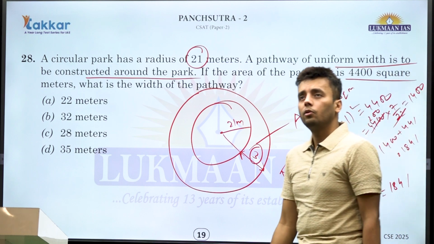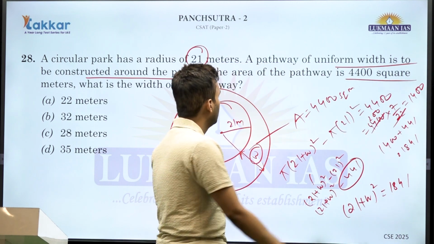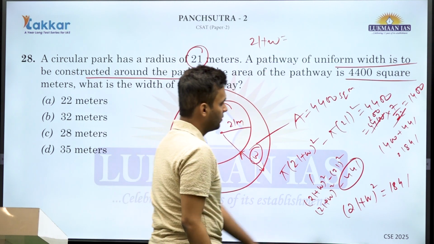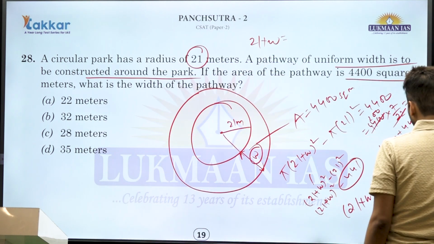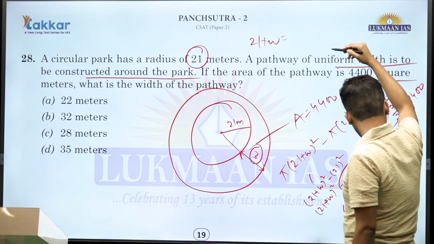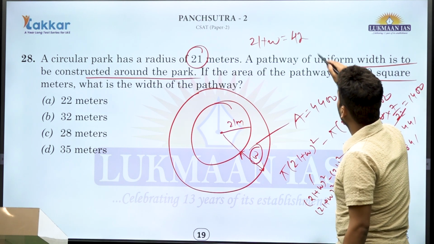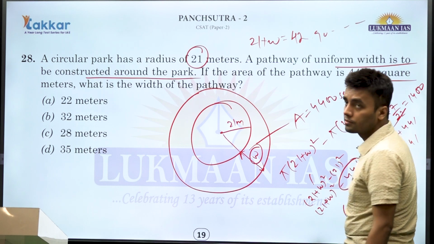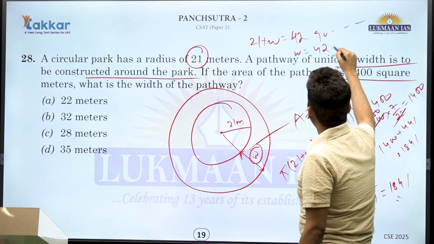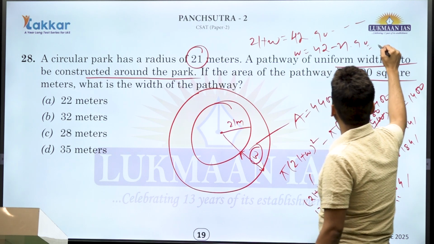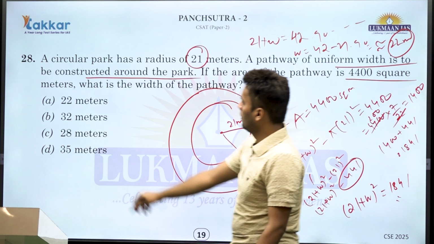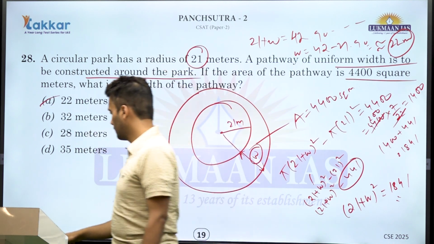So now we will take the square root on both sides. On taking the square root, 21 plus W will become, how much? 42 point something, when I solve it. Okay. Now W becomes 42.9 minus 21. This will be somewhat similar, near to 22 meters. So A will be the correct answer.